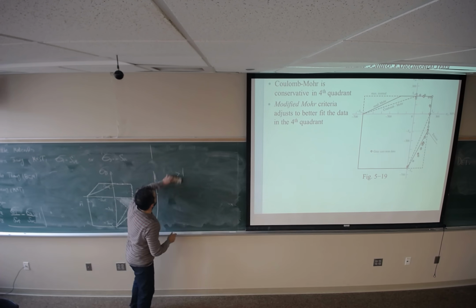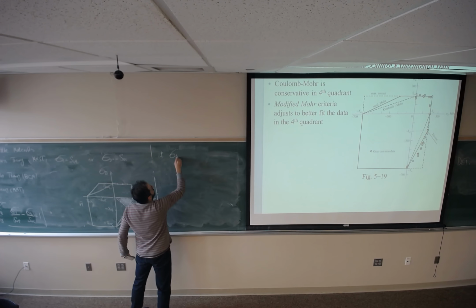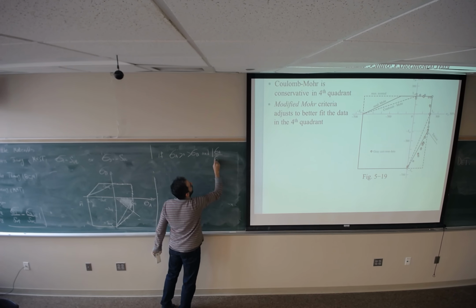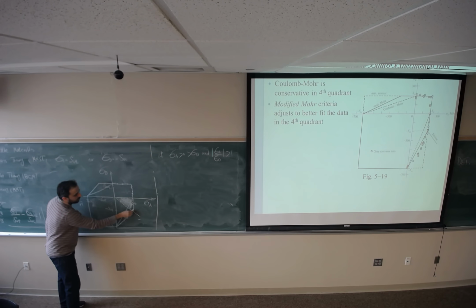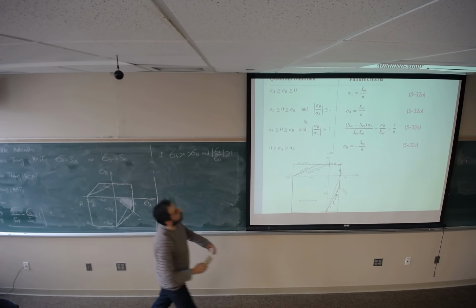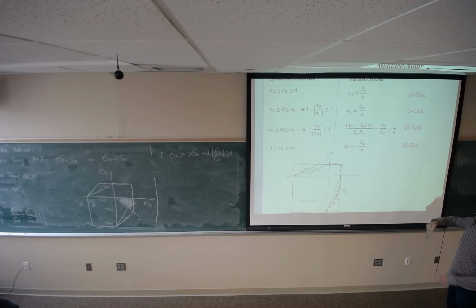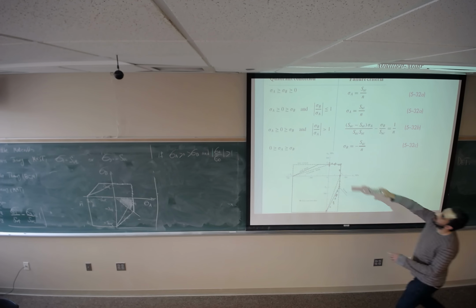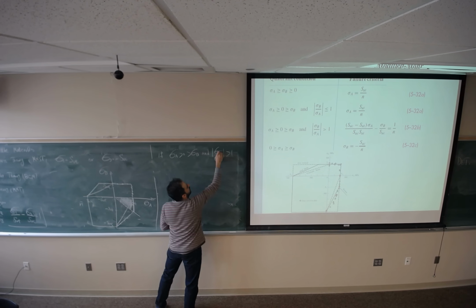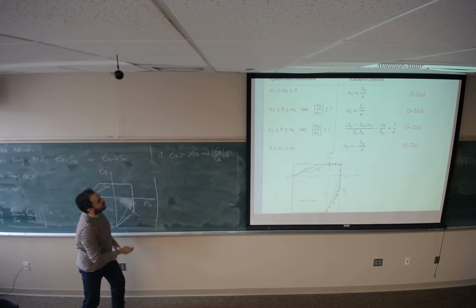So if sigma A is positive and sigma B is negative, it means we are on quadrant 4, and the absolute value of sigma A over sigma B is greater than 1, meaning we are on the top of this line. Then we should use this line as a failure criterion, equation 5.32a. Sigma B over sigma A is less than 1. So sigma A over sigma B greater than 1 means this should be less than 1. If this is the case, we are using equation 5.32a.